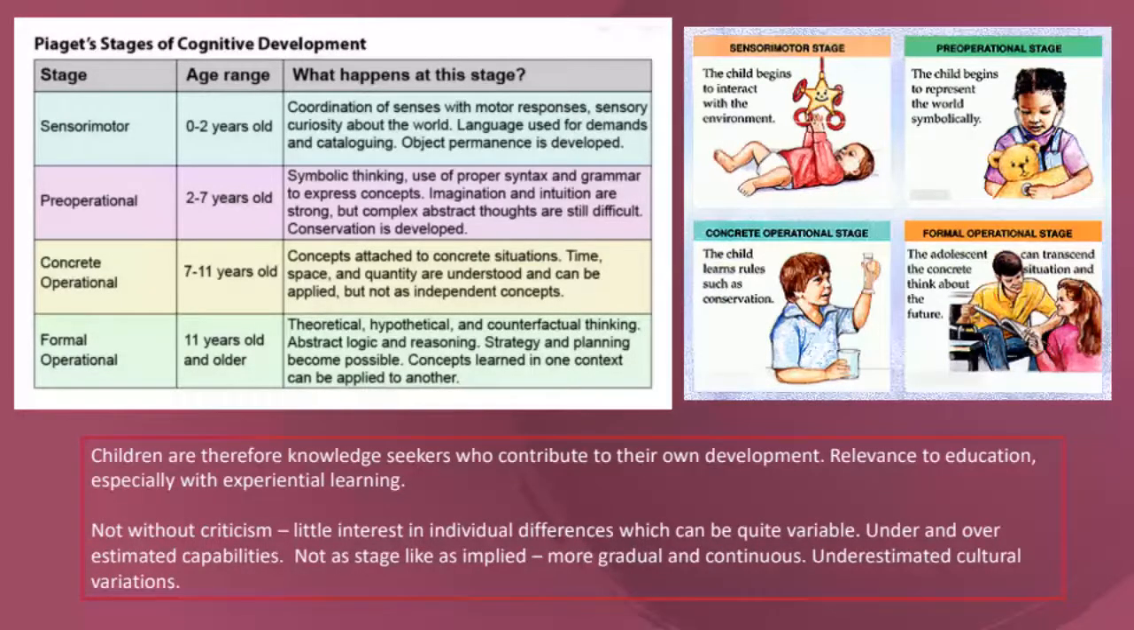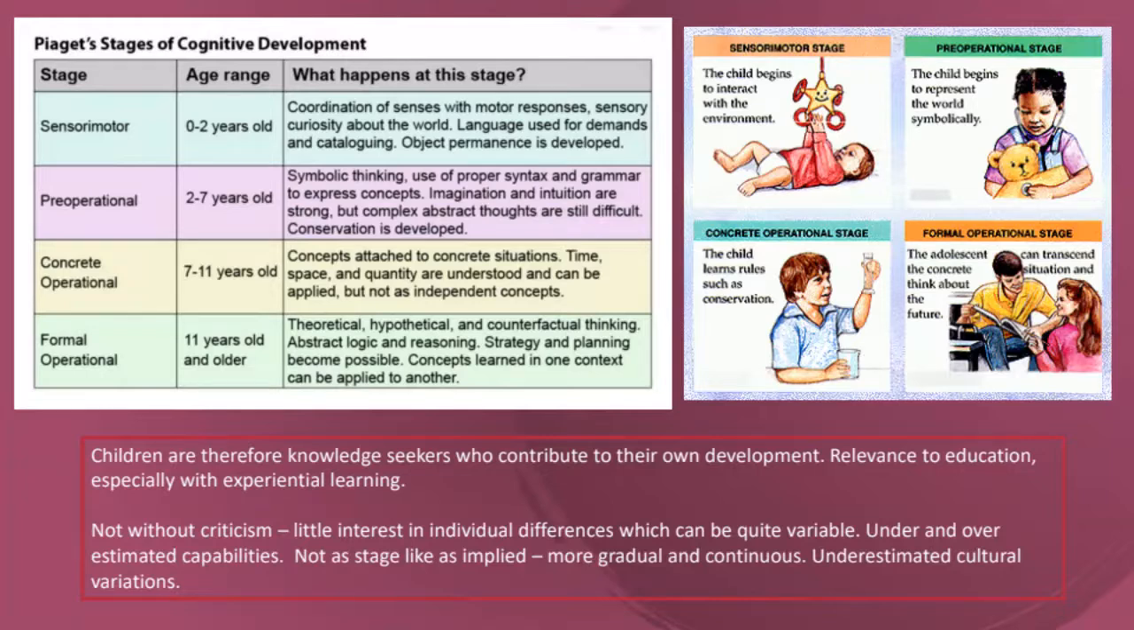And again, once the child gets to concrete operational stage, that's where they can start to understand these concepts and situations. And the final stage is the formal operational, where they actually start to be able to apply abstract logic and reasoning. It's where cognition really starts to come to the fore. So his key things are that children are knowledge seekers, and they actively, by exploring the world around them, contribute to their own development. And it's very much relevant to education as it stands.